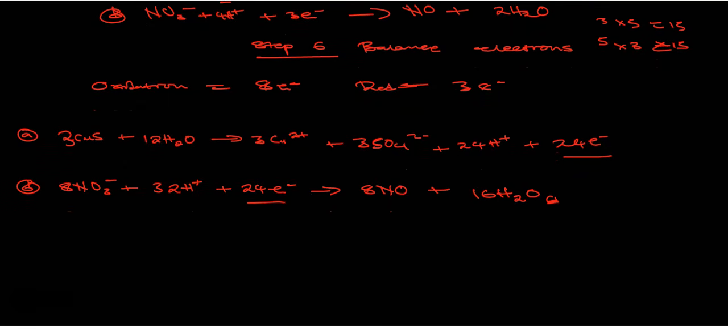What about our next step now? At this step we are going to cancel out. I like cancelling out first, then we find the net ionic. So step 7, we cancel out.